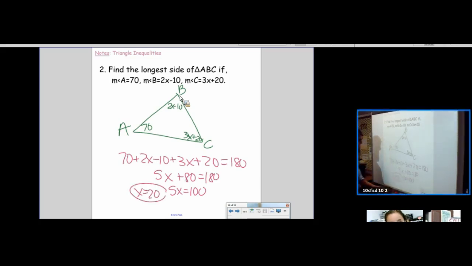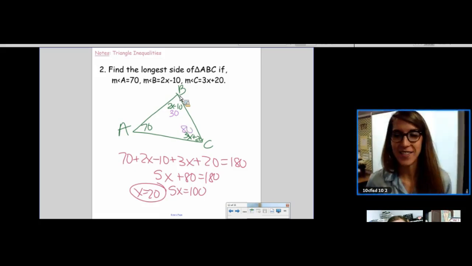X is 20. So now we plug it in. 2 times 20 is 40. 40 minus 10 is 30, and so that makes that one 80. So we did all that work just to find the angles.